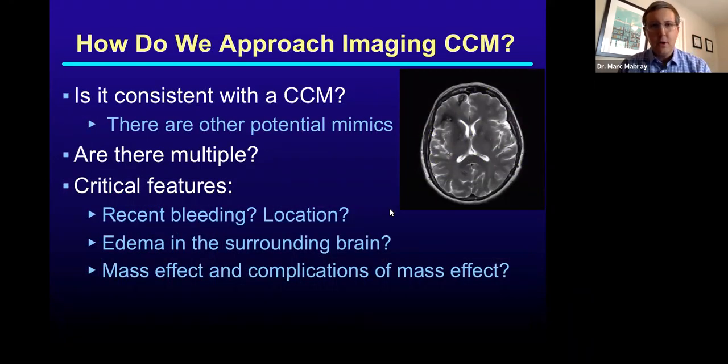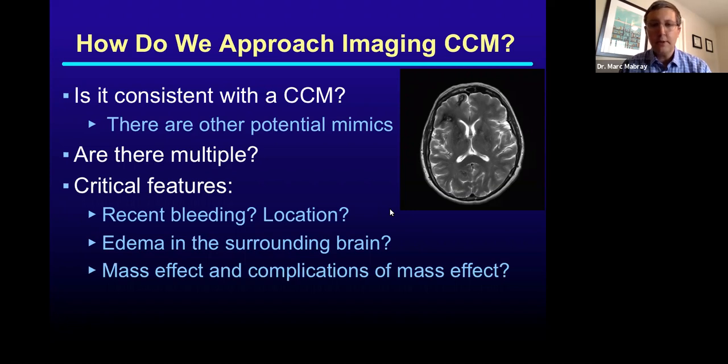All right, I wanted to go over a little bit how we approach CCM imaging and interpreting and reading these studies. First off, I think the most important question is: is the finding consistent with a cavernous malformation? It should be noted that there are other things that can look like cavernous malformations, and that sometimes cavernous malformations can be obscured by bleeding.